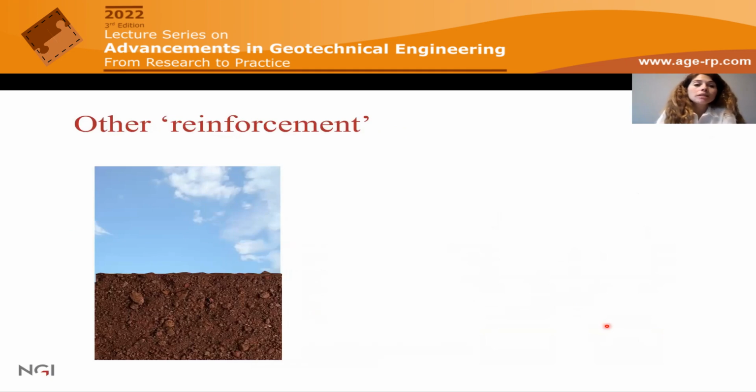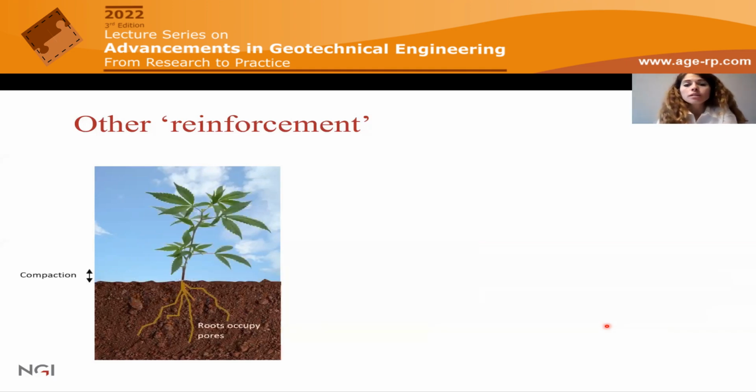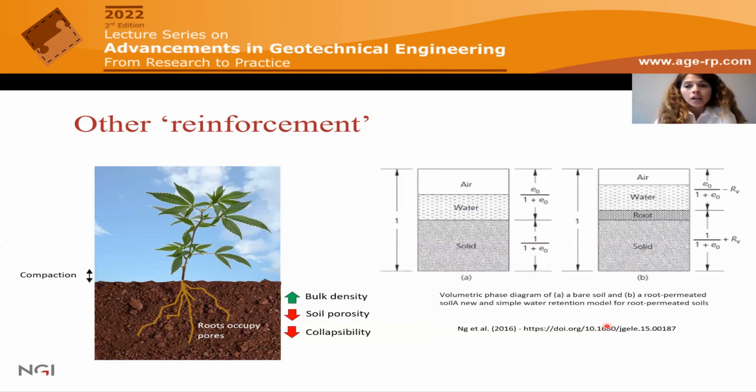An example of other reinforcement, other than hydrological or mechanical, is given by the change in physical properties, such as porosity or structure. When roots develop, they can also act as compaction to the soil aggregation. This increases the bulk density and reduces the soil porosity. In loose soils, in unsaturated conditions, this may lead also to a reduction of collapsibility of the root-soil composite. On the right-hand side, we see how Charleston has proposed a new volumetric phase diagram of a root-permeated soil, where actually we have an extra phase, which is a solid phase, which is the root component.